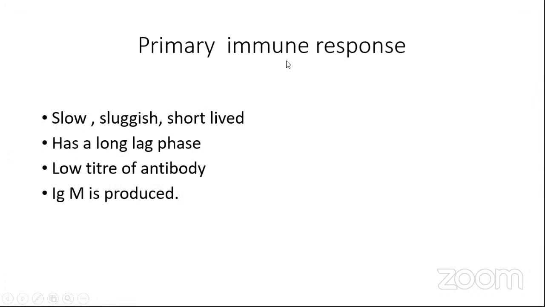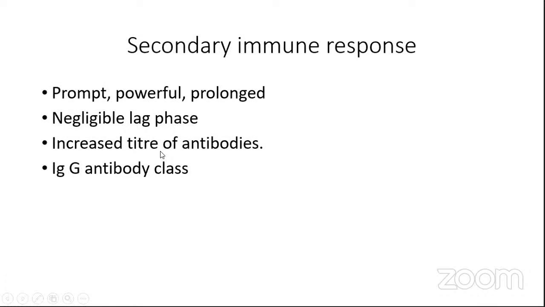Then there are 2 types of immune response based upon whether the antigen is exposed for the first time or the second time. The primary immune response is usually slow, sluggish, and short-lived. You can remember 3 S: slow, sluggish, and short-lived, and they have a very long lag phase and very low titer of antibody, and the IgM which is produced is usually IgM. Whereas secondary immune response are 3 P's: prompt, powerful and prolonged, and they have a very negligible lag phase.